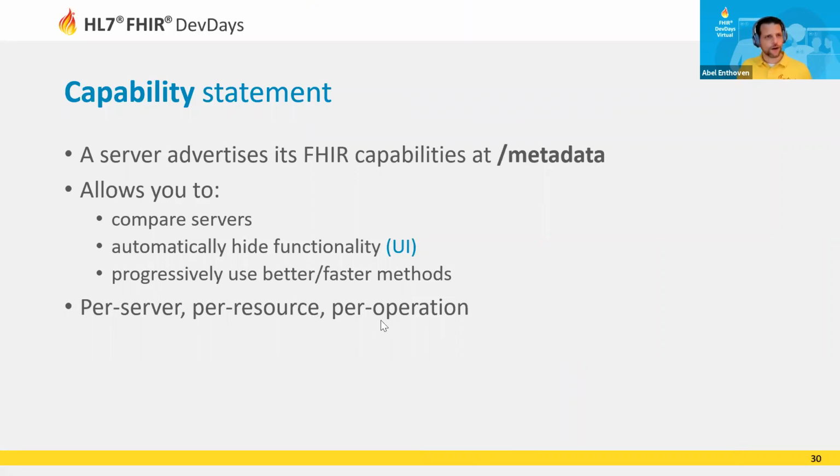Okay, there's one last thing that I want to tell you, and it's a capability statement. If you want to know what a server is capable of, so whether it can, for example, do upserts, then you can ask for the capability statement, and you do that at /metadata. Every server implements that, and you can just browse through that metadata and see what you want to know. You can also use that, for example, to progressively use better or faster methods that you want to use. So you could fall back to slower methods, for example, if it's not implemented, and to automatically hide functionality.